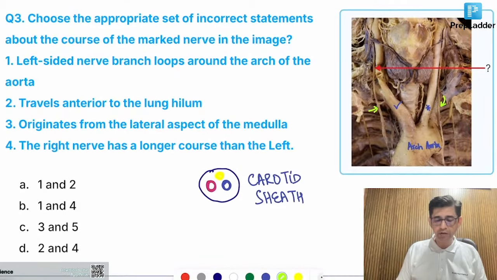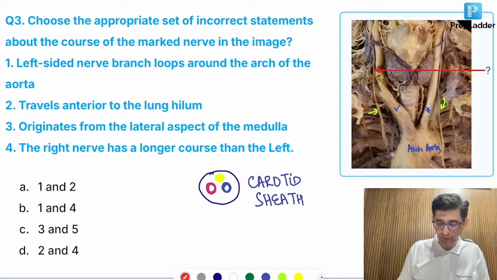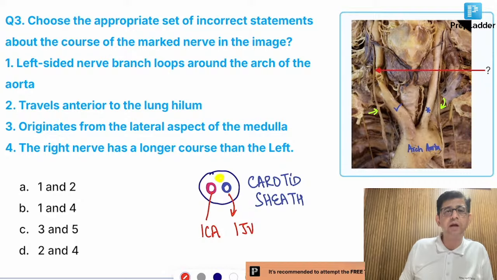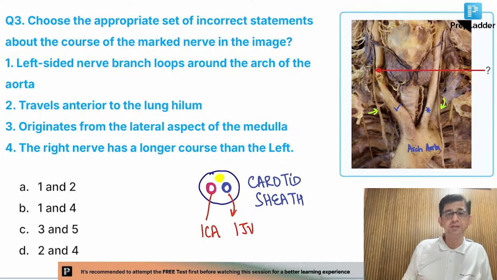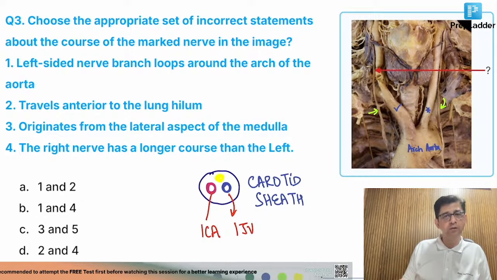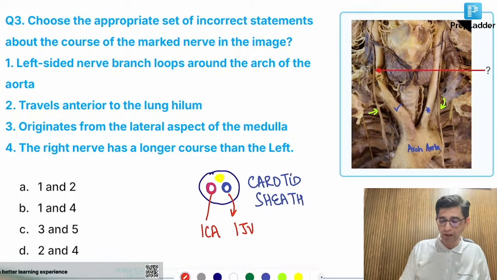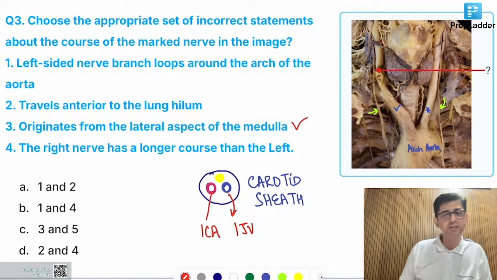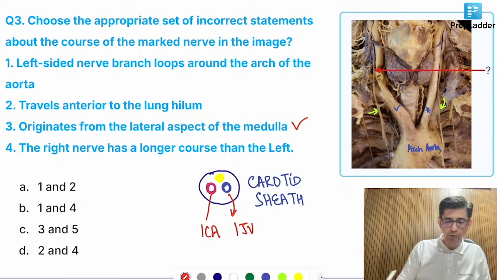In the carotid sheath we have the internal carotid artery present medially. Then we have the internal jugular vein laterally, and posteriorly is the vagus nerve. And you have to pick which of the following are the incorrect statements in this case. I'll pick up the correct one to make it easier for you. That is, the vagus nerve originates from the lateral aspect of the medulla. So this is an okay statement. It makes sense, point number 3, but then we need to work out the remaining ones.